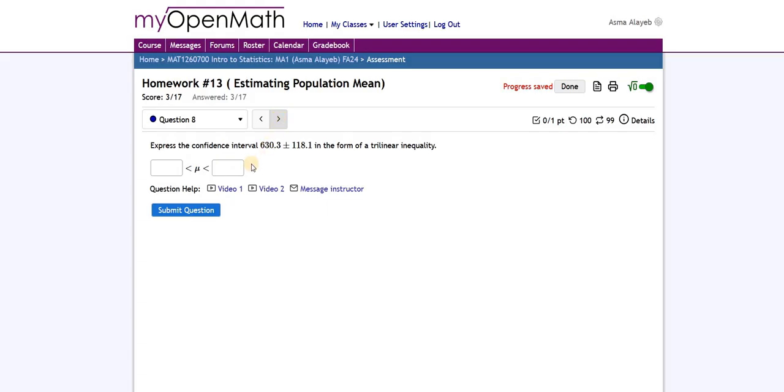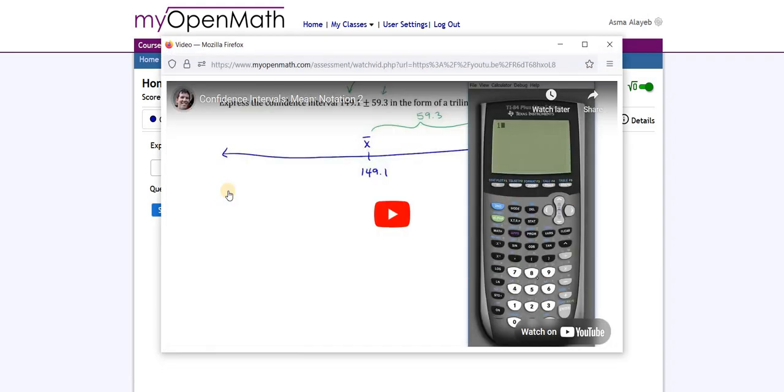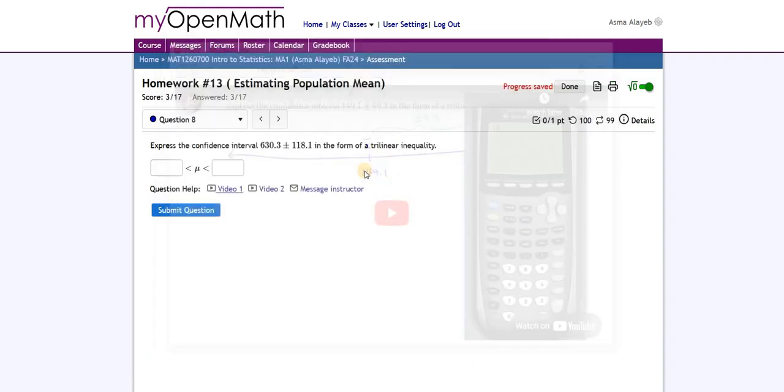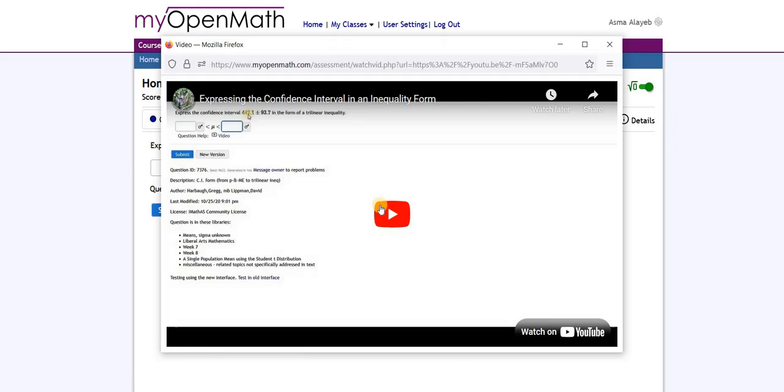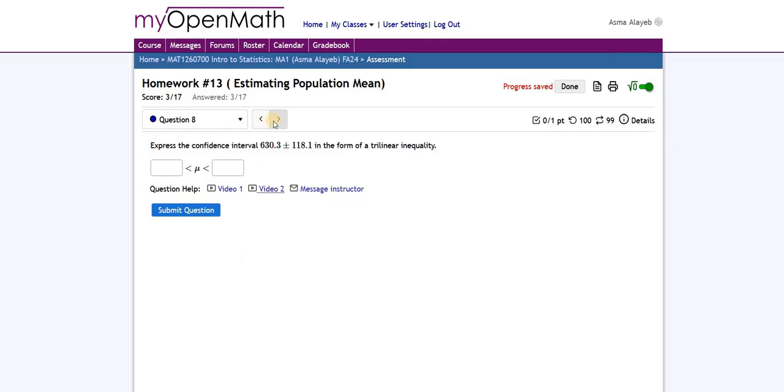Similar process. In this case, they gave you the x bar plus or minus margin of error, and they want you to figure out the lower bound and the upper bound. This video, if you watch it, it walks you through the process. This is not my video. Here is another video that I go through the process, so you can watch that video and do it manually. Again, this does not require the stats calculator, so you will basically find it manually.